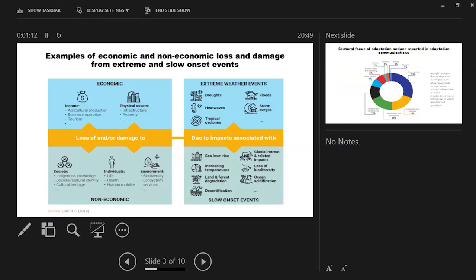So these are certain examples of the economic and non-economic losses that happen when the adaptation goals are not met. There were a lot of economic losses, which we can see in agriculture production, business operation, and tourism, and there are some non-economic losses which are the most essential as well. Some losses include indigenous knowledge, societal cultural identity, and cultural heritage, due to extreme weather events.